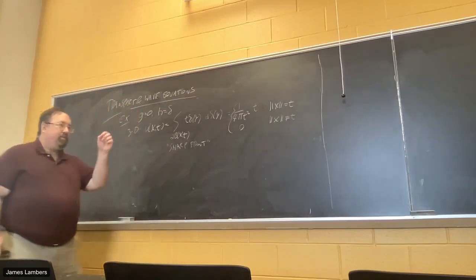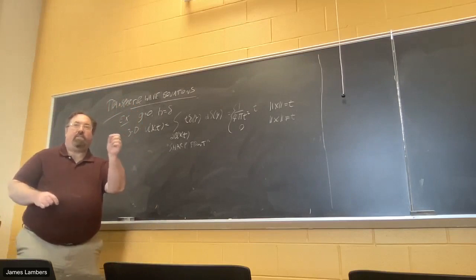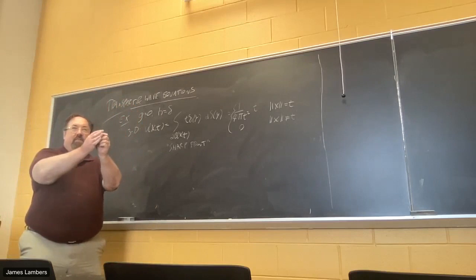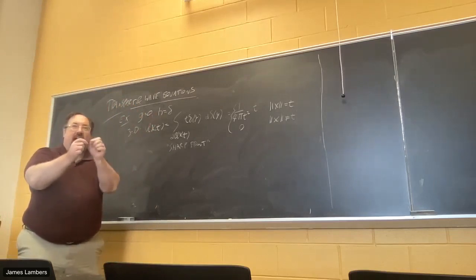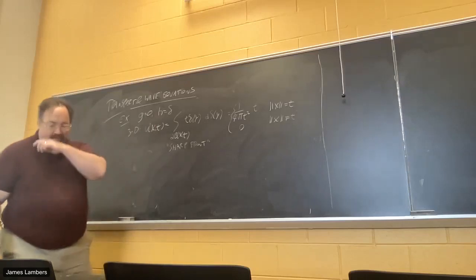So if you put yourself at a fixed x, somewhere in three-dimensional space, then first your solution is 0, but the front comes, and for an instant your solution is non-zero, equal to 1 over 4 pi t, and then at the point where you're observing, it goes back to being 0 and stays 0 forever, because the front is gone.